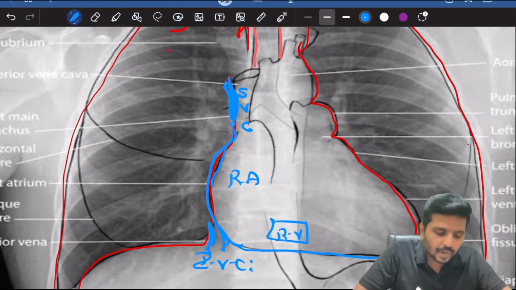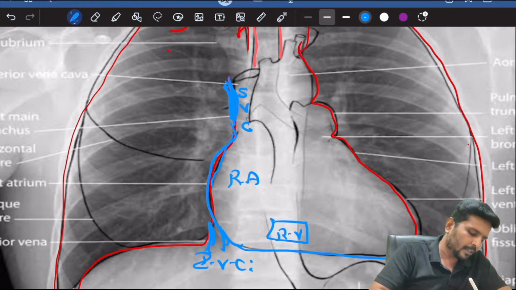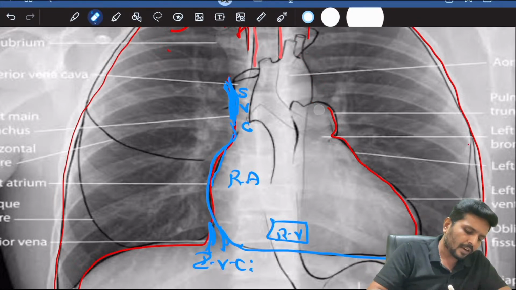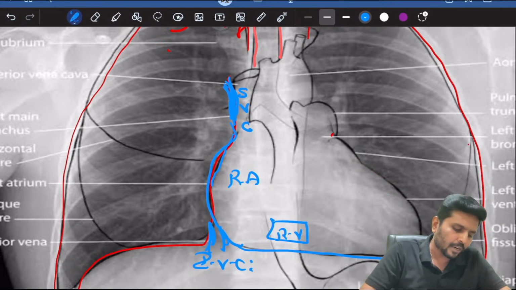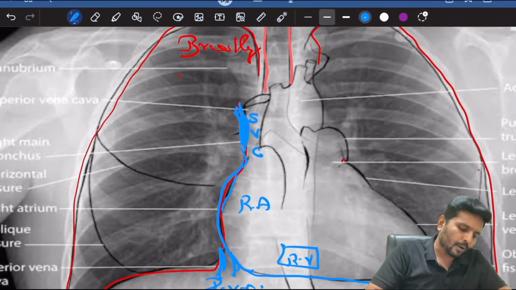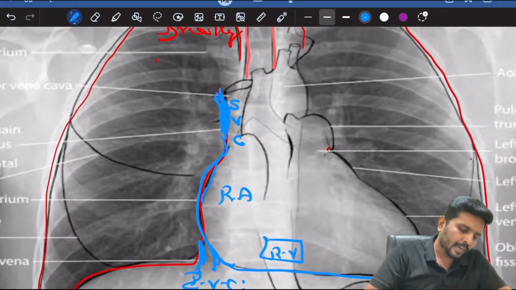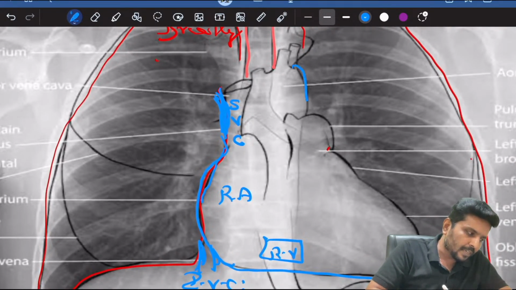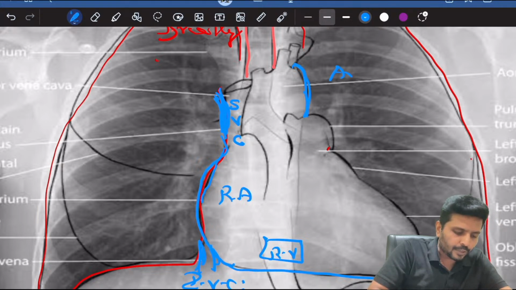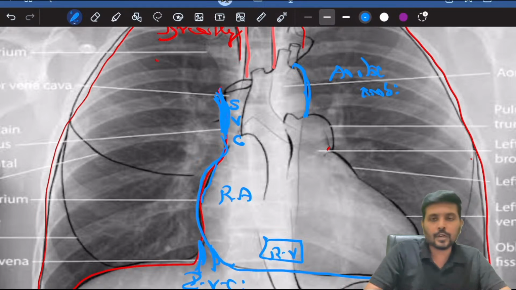Whereas your left heart border is formed by, look at this. So this is the left heart border. What are all the things you see in the left heart border? Let us see one by one. In the left heart border, the first bulge is called the aortic knob.